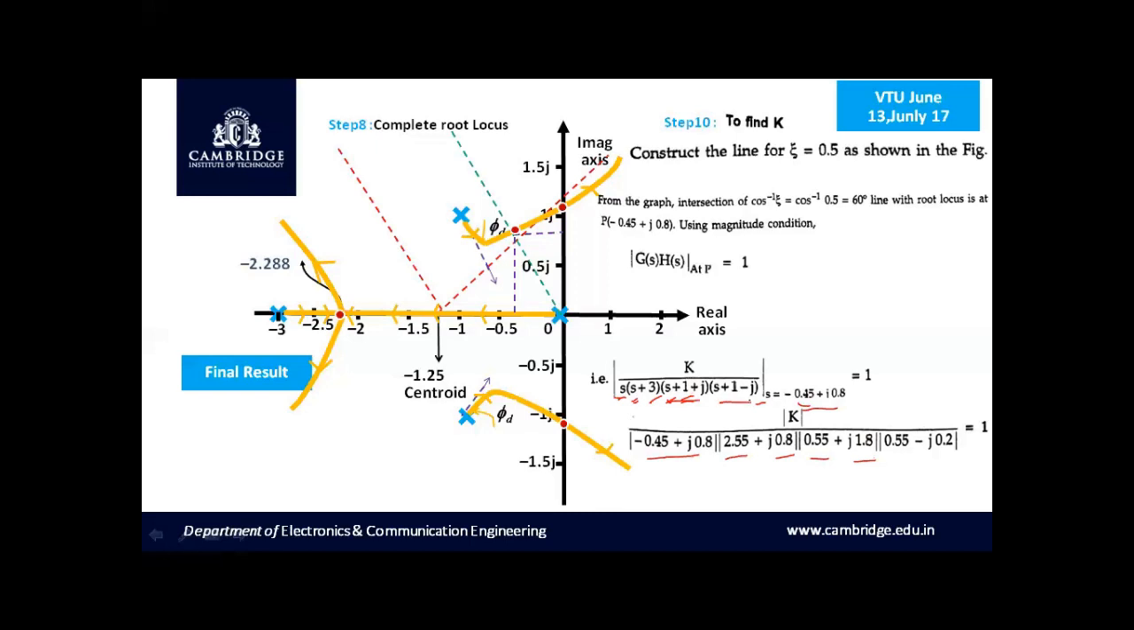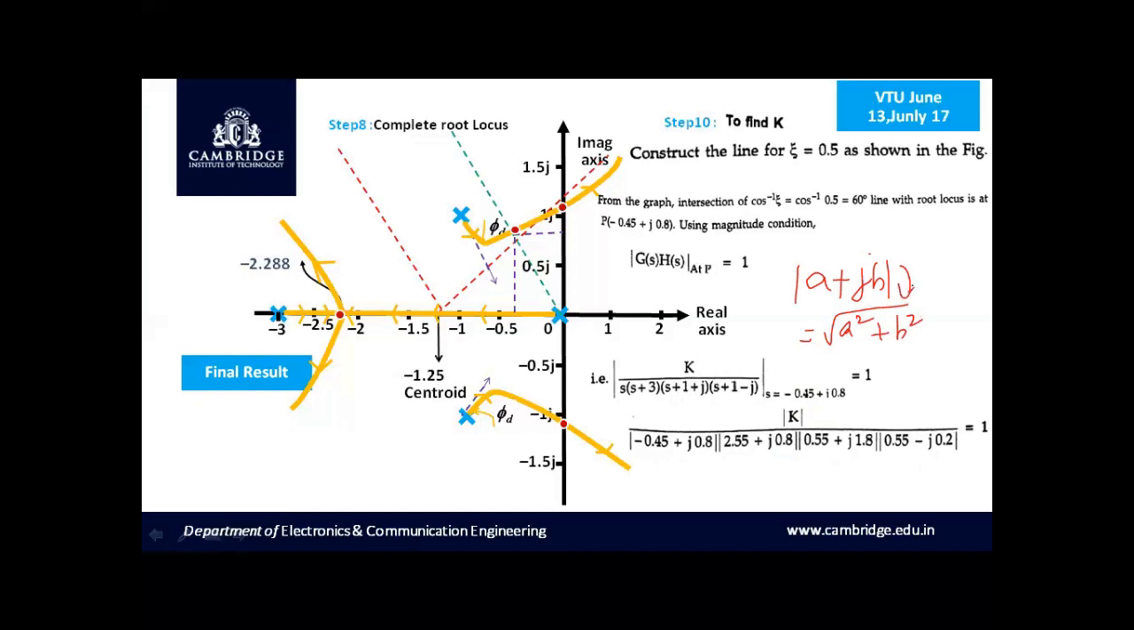Similarly, for the last term, if you substitute for s as minus 0.45 plus j into 0.8, minus 0.45 plus 1 will be 0.55, and we have a j term here, minus j plus 0.8, so we will be getting minus j 0.2. Modulus of a complex term a plus jb will be equal to the square root of a square plus b square. This is how you calculate the magnitude.